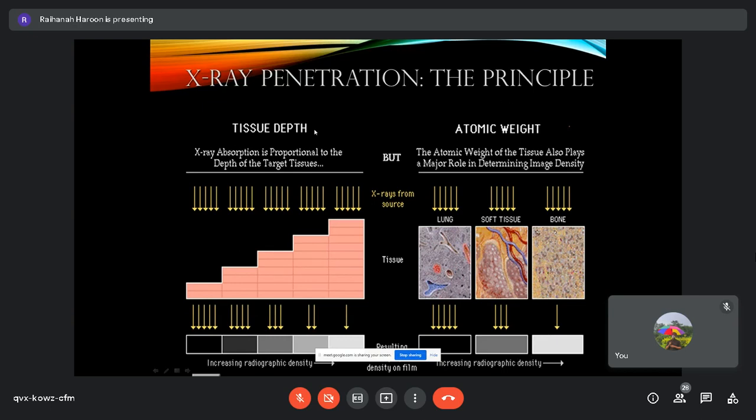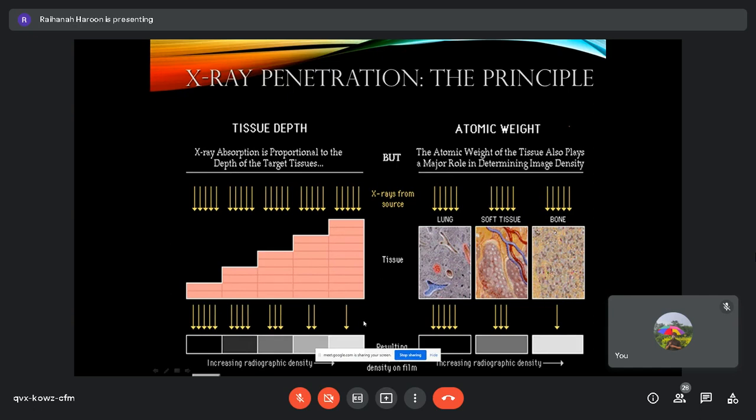But apart from the atomic weight I mentioned just now, there's another factor that contributes to the different appearance of the image: tissue depth. For example, you're taking an abdominal X-ray, and you compare it with a hand X-ray. Very different thickness, right? Especially if our tummy is not that flat. Your hand is a relatively thin structure as compared to your abdomen.